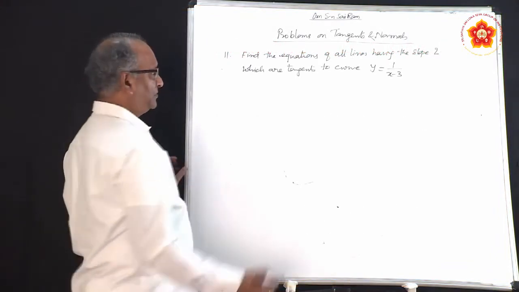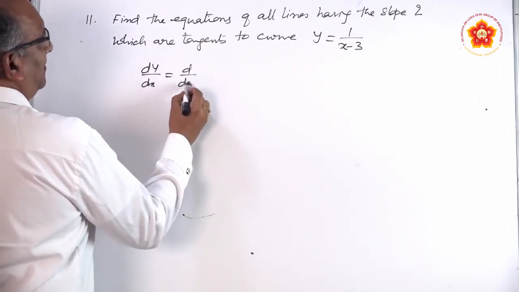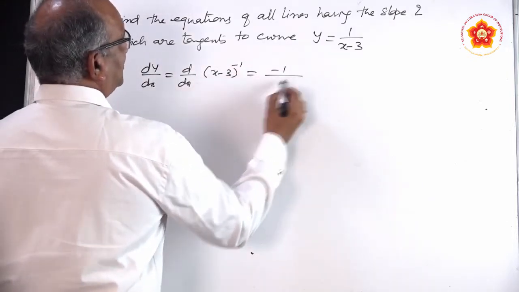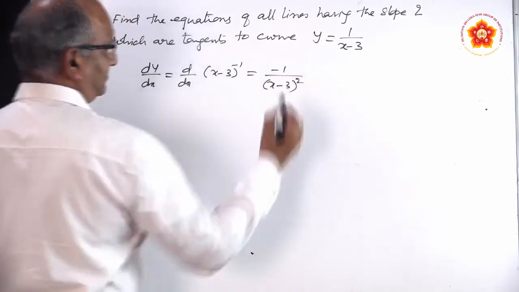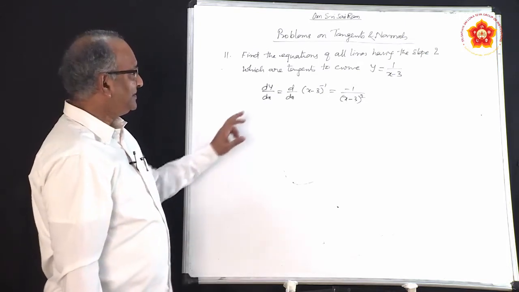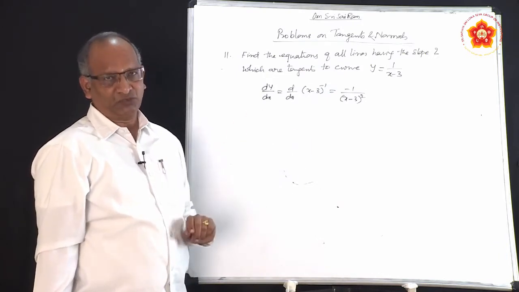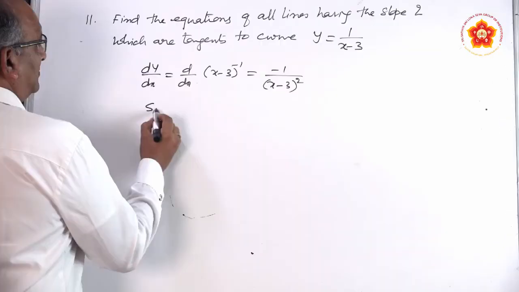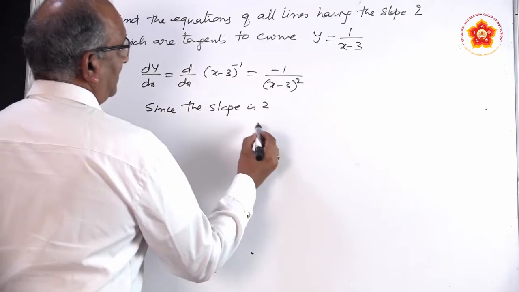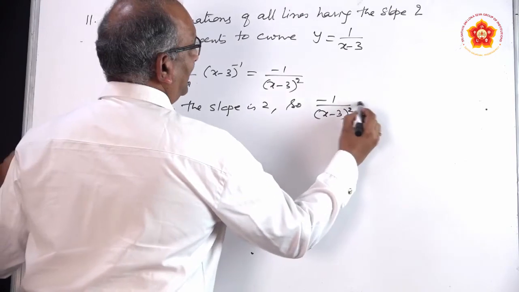Find out the derivative. So what will be dy by dx? It is d dx of x minus 3 to the power minus 1, which is nothing but minus 1 upon x minus 3 whole square. Now, he says this slope which you got is equal to 2. He has given the slope is 2. Since the slope is 2, so we can say minus 1 upon x minus 3 whole square is equal to 2.